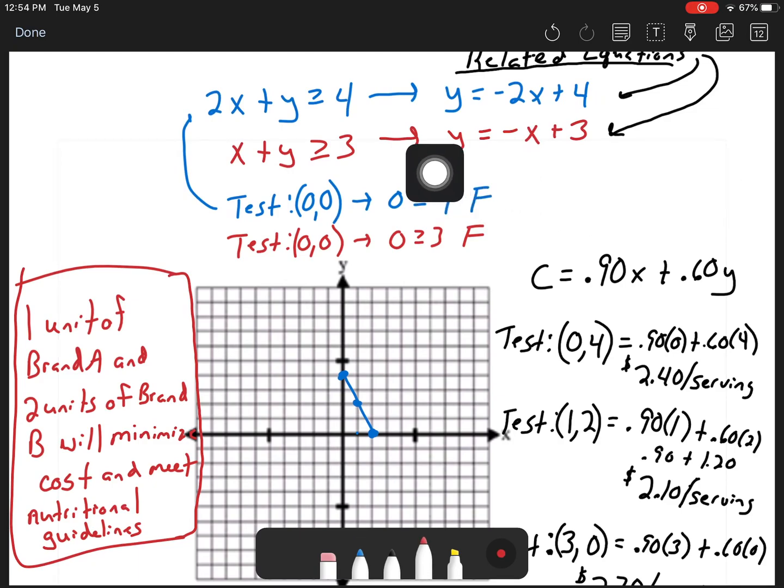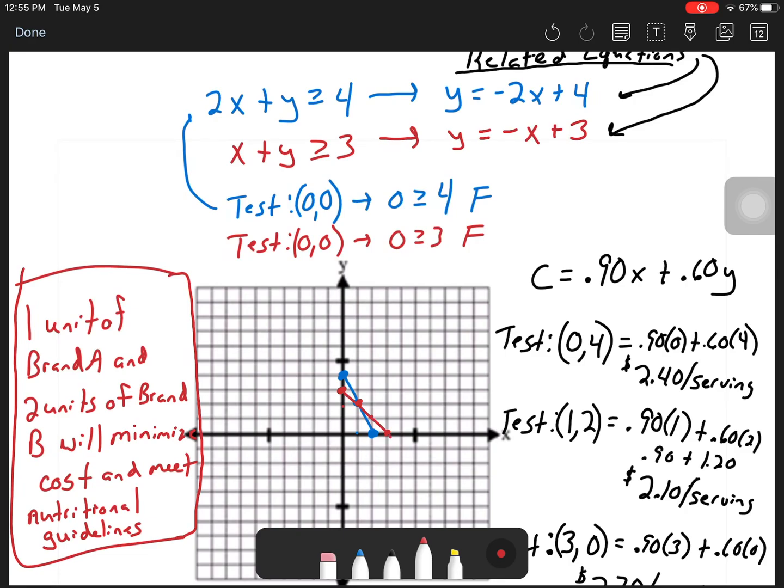Okay, and then for the second related equation right here, I've got a y-intercept of 3 and a slope of negative 1. So that's down 1, right 1. Now this point of intersection is important. You can see I just intersected the other line segment right there, and down 1 over 1, down 1 over 1, and then I'll just continue. Let's graph that little segment there.